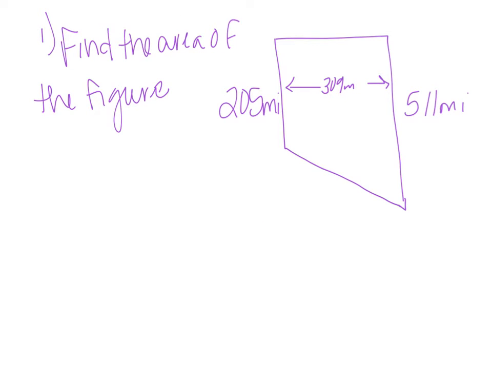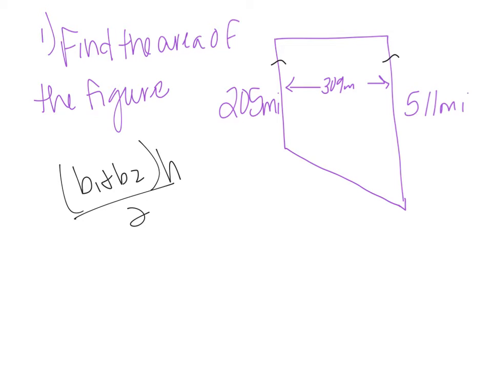Our first example we're going to do is finding the area of this figure to the right. On this figure, with the information that I'm providing you, this is a trapezoid. To find the area of a trapezoid, it is base 1 plus base 2 times the height divided by 2, or times 1/2.